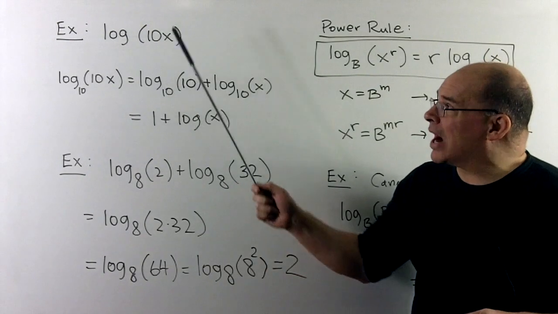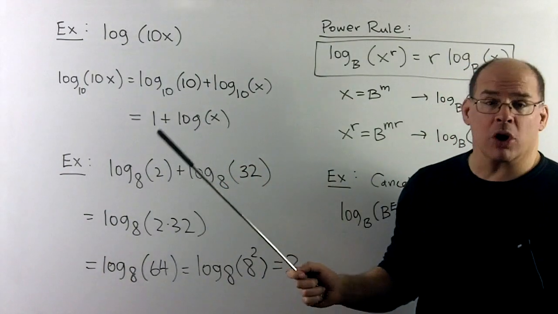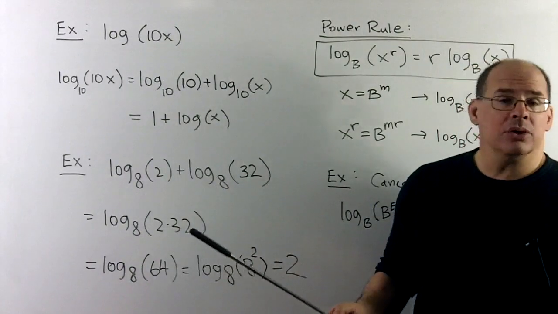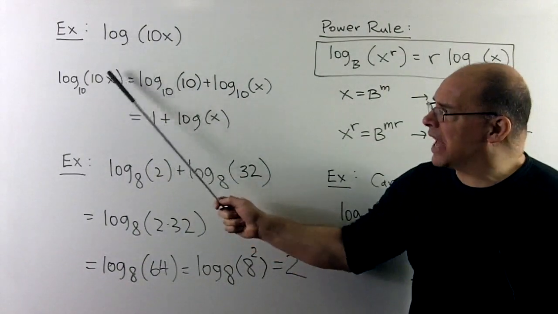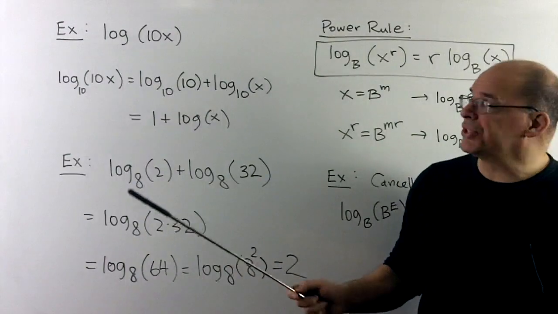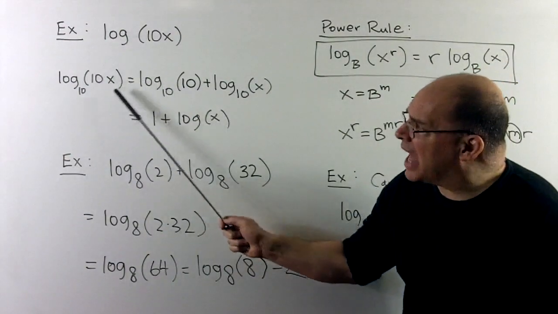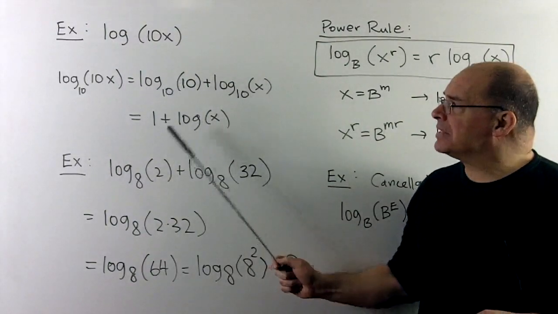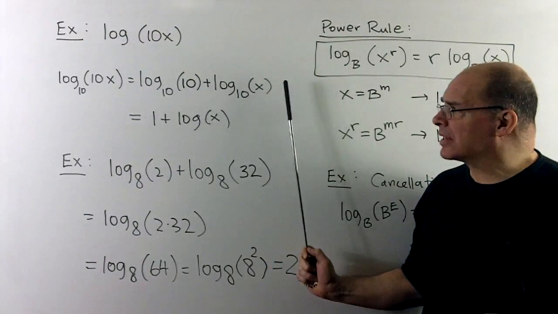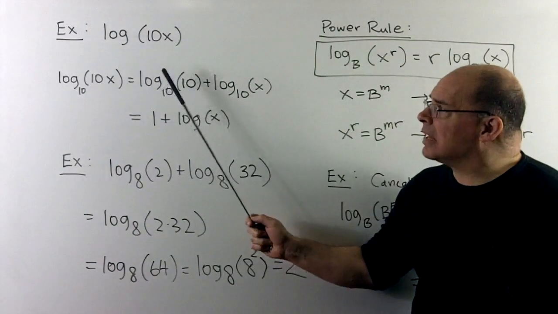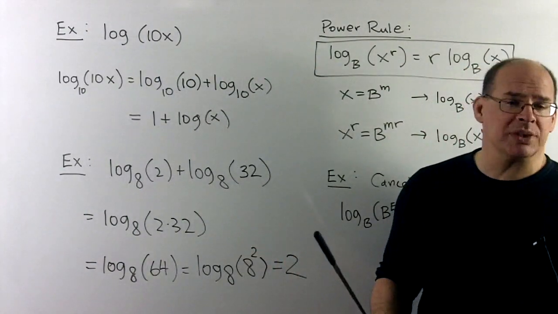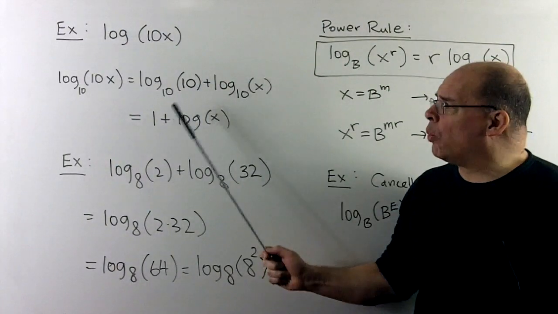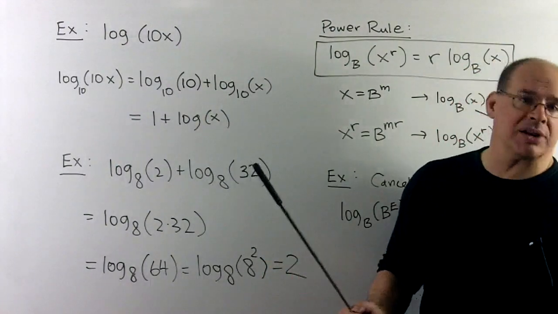Next, let's try log of 10x. Recall, if the base isn't listed, we assume that it's a 10. So I'm really looking at log to the base 10 of 10x. The product rule says I could take the 10x, rewrite as a sum on the outside. So I'll have log to the base 10 of 10 plus log to the base 10 of x. Then log to the base 10 of 10, because we're taking the log of the base, that's just going to go to a 1. So we're looking at 1 plus log of x, suppressing the 10.